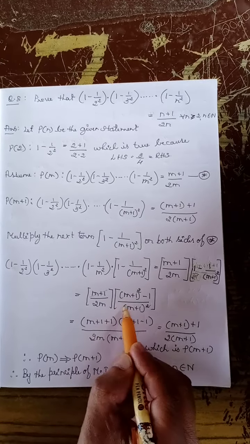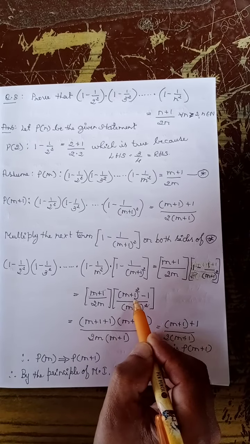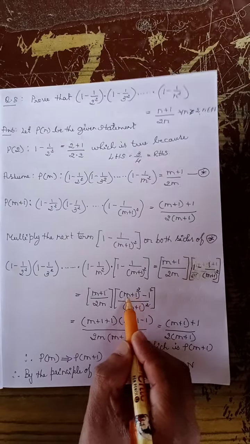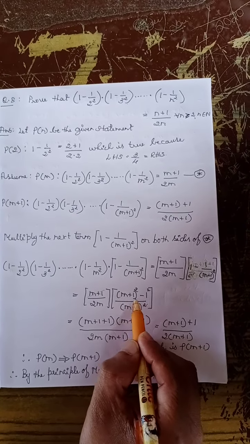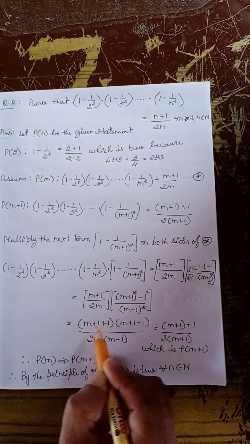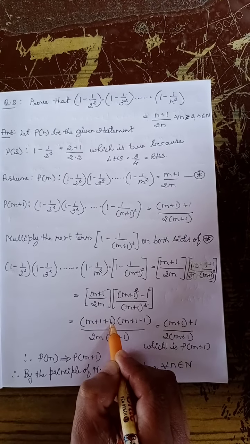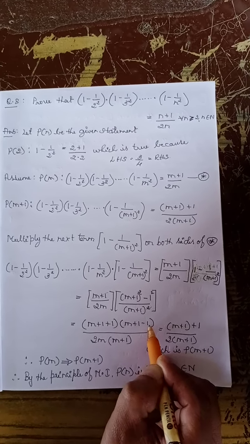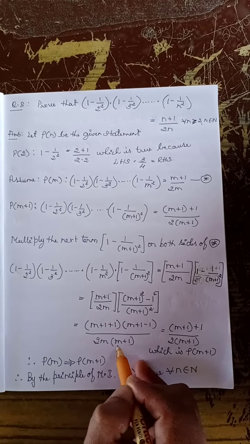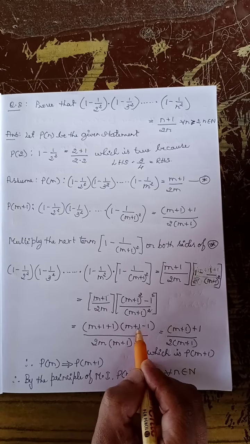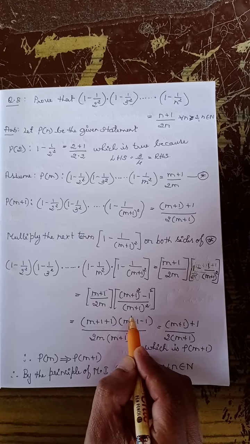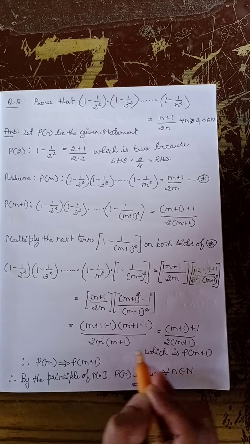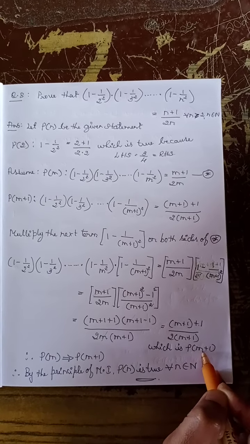So therefore remaining here, (m plus 1) whole square minus 1 square, that is of the form a square minus b square. What are the factors of a square minus b square? It is (a plus b) into (a minus b). a is m plus 1, b is 1. So (m plus 1 plus 1) into (m plus 1 minus 1), divided by 2m into (m plus 1). Here plus 1 minus 1 cancel, only m remaining. That m is cancelled with this m. Then remaining (m plus 1 plus 1) divided by 2 into (m plus 1), which is the same as p of m plus 1.